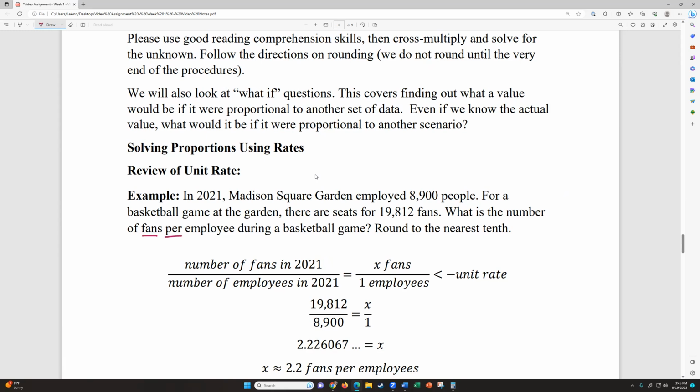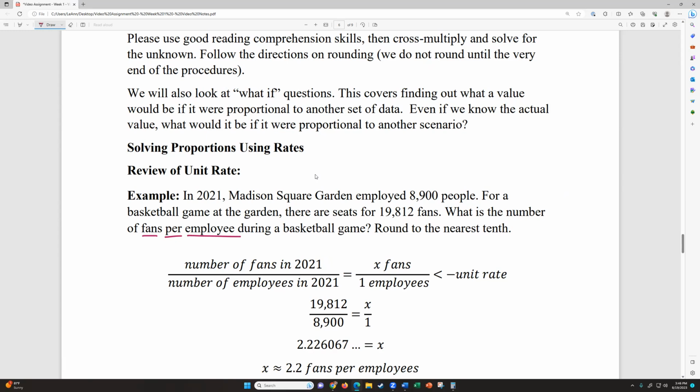So fans per employees, okay? We have the number of fans in 2021. We have the number of employees in 2021. We have those actual values that were given to us. We're actually going to be finding the unit rate. Now, in the section when we covered this, we just said divide that by that and you're done.